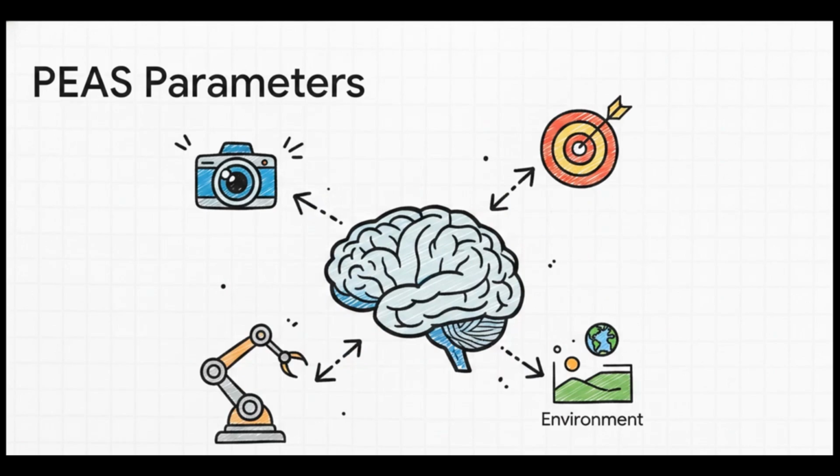Now, whenever you design one of these intelligent agents, you use the PAS framework. This is a total game changer because it forces us to strictly define exactly what our agent is trying to do and how it interacts with its specific environment. PAS stands for Performance Measure, Environment, Actuators, and Sensors. By defining these 4 exact parameters, you clarify how the AI actually measures success, the world it lives in, the tools it uses to act, and exactly how it takes in data. It's just an incredibly powerful way to frame any AI problem.